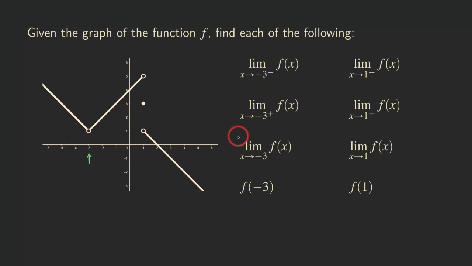Well, anything on the left side would be -3.1, -3.01, -3.001, -3.00001, and so on, right? So now we want to see what happens when x is getting arbitrarily close to -3. What happens to the y values?